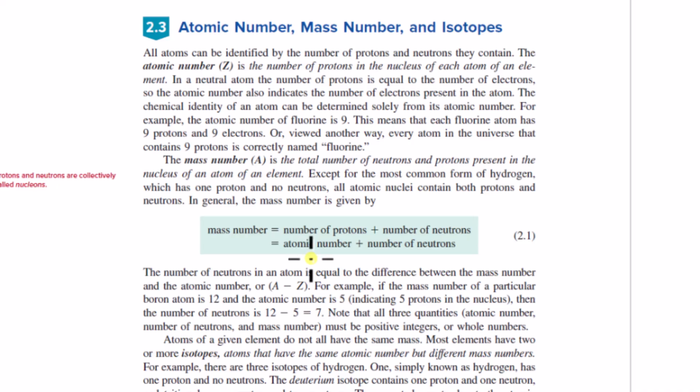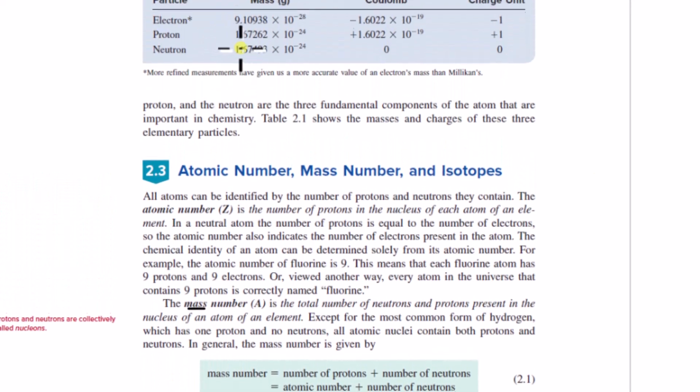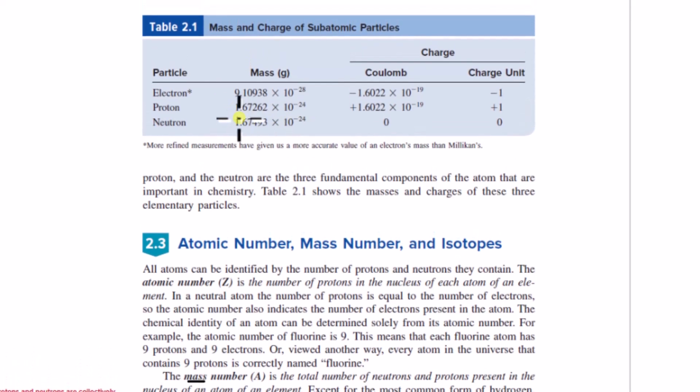All right, now why is it called the mass number? So why mass? Because the electron weighs about 2,000 times less than the proton and the neutron. If we come here, right, the proton and the neutron weigh close to the same amount. There's a little bit of a difference.